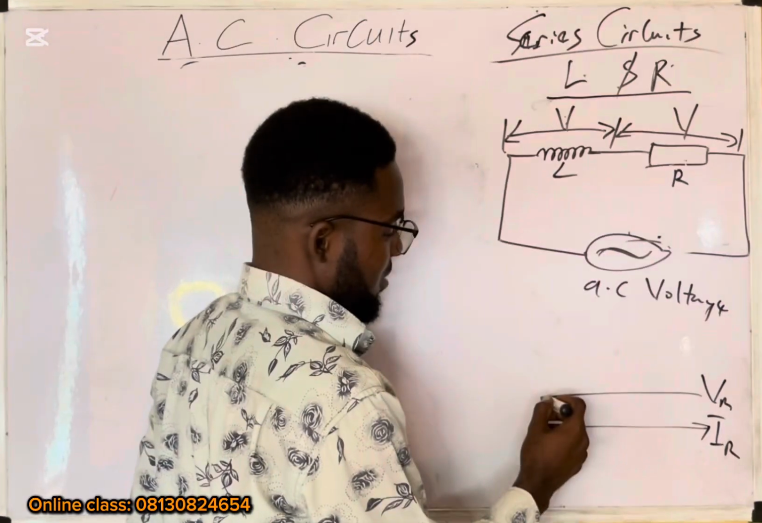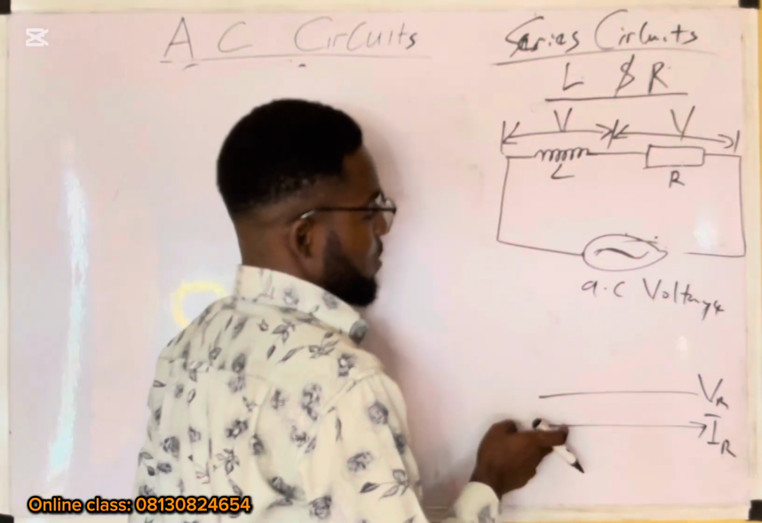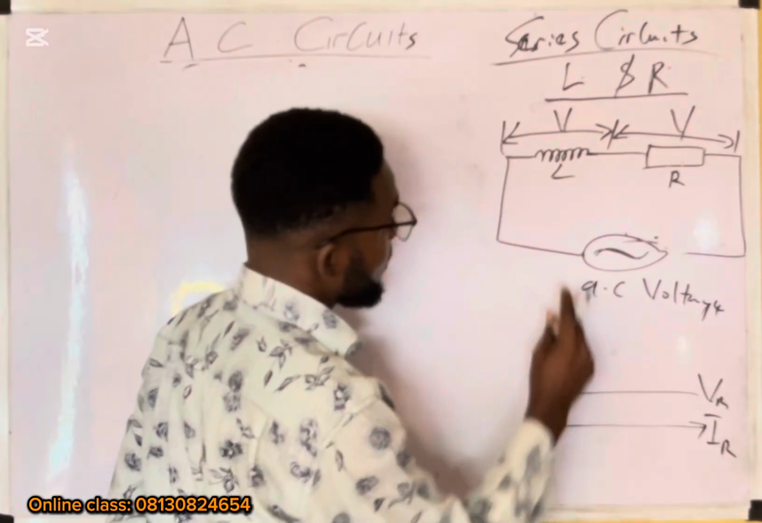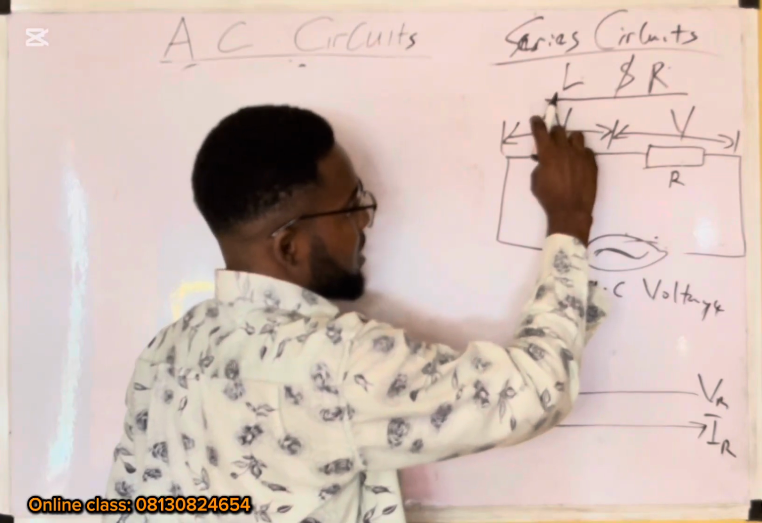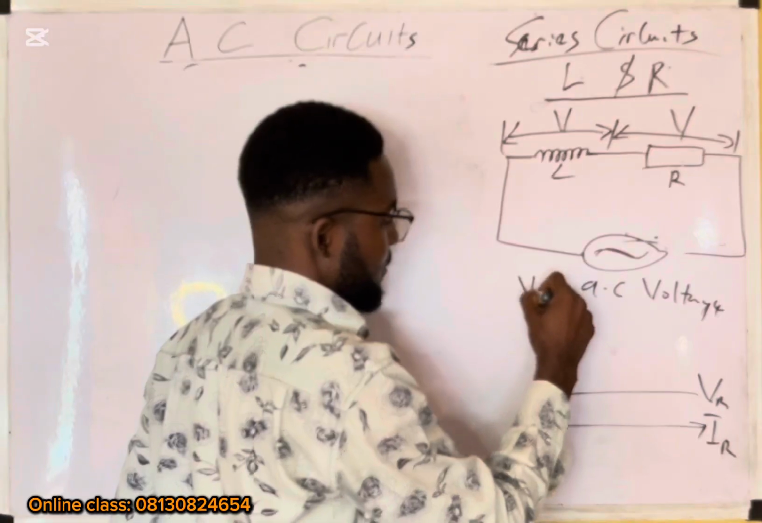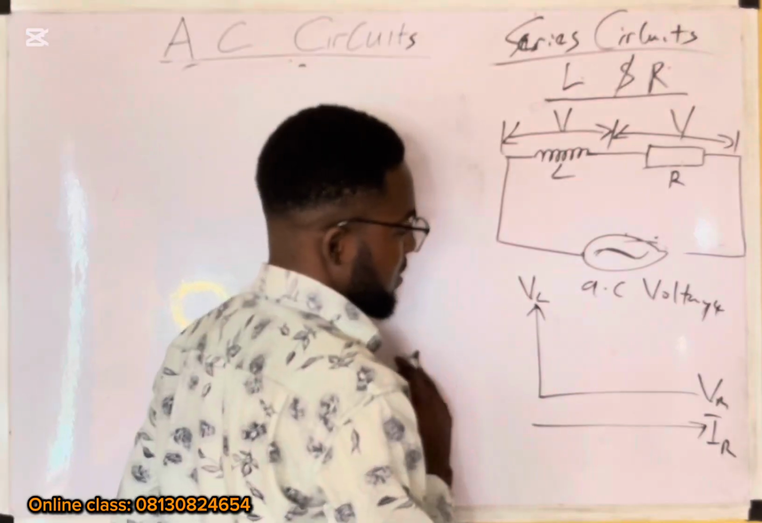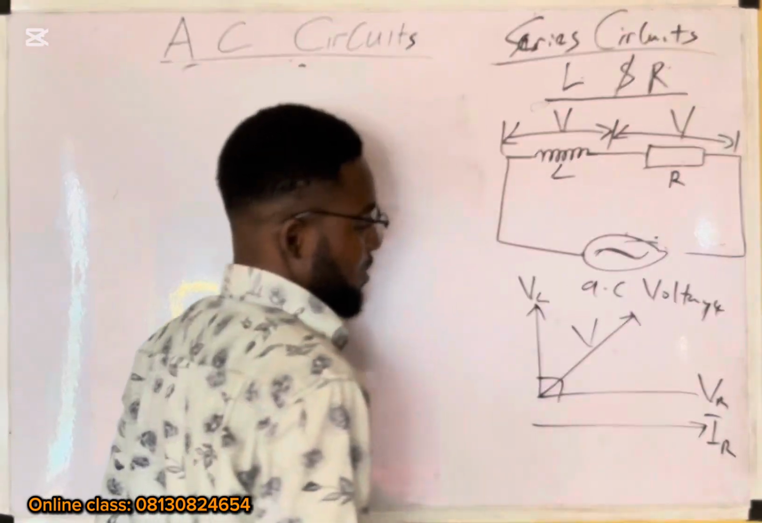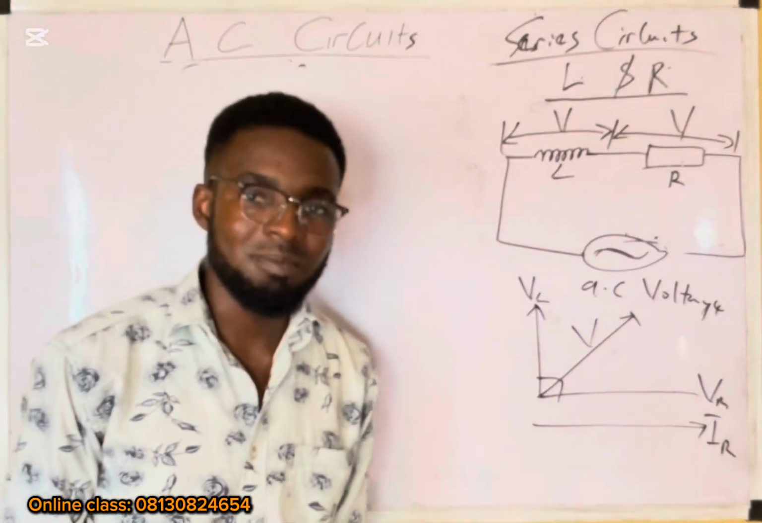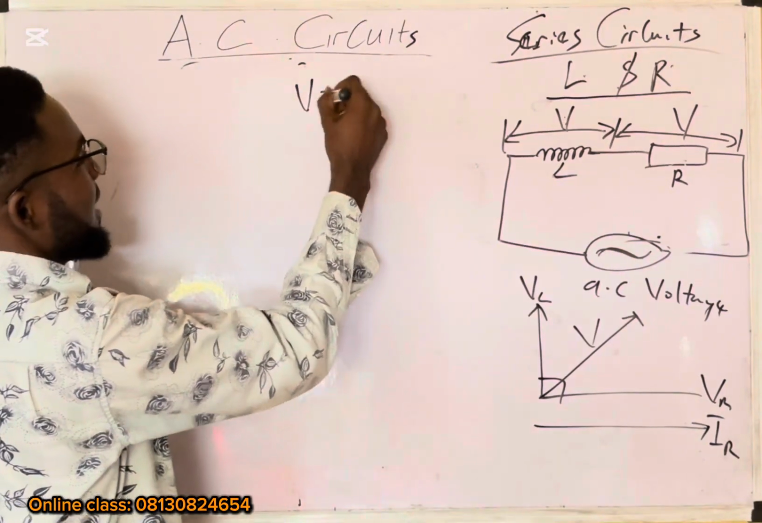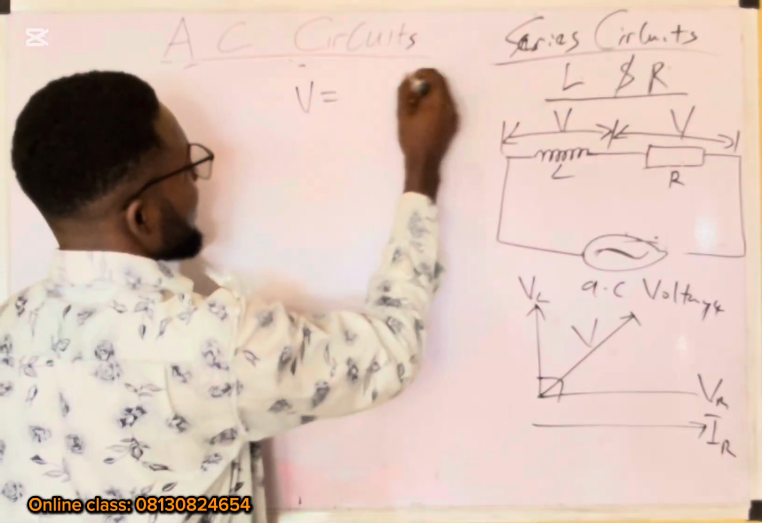And also the current is perpendicular to the voltage across the inductor right here. So the voltage across the inductor and the current are perpendicular to each other. We look for the effective voltage. We also use the triangular law of vector.